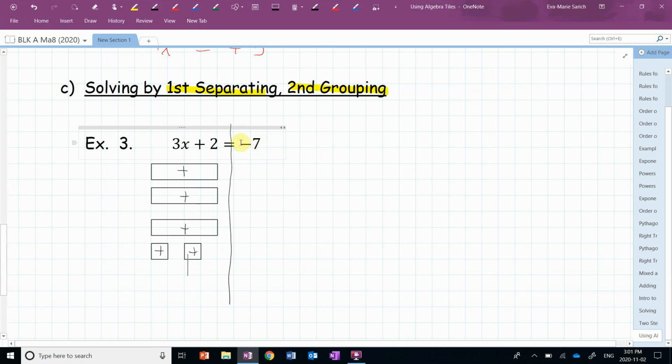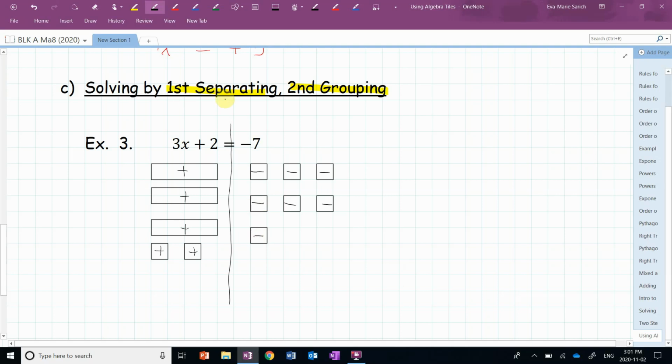Now, on the other side, we have 7 negatives. So that means I need to put 7 squares, and then I'm going to put negative signs in them, okay? So there's 3, 4, 5, 6, 7, okay. And I need to put negative signs in there because those are -7.